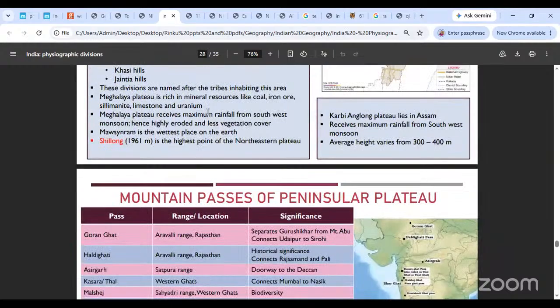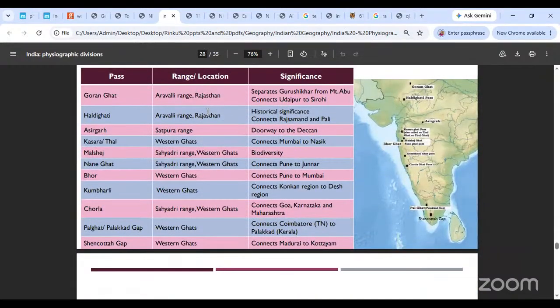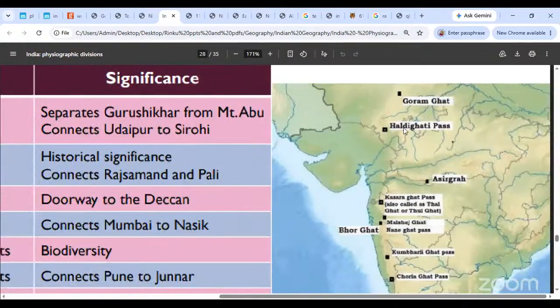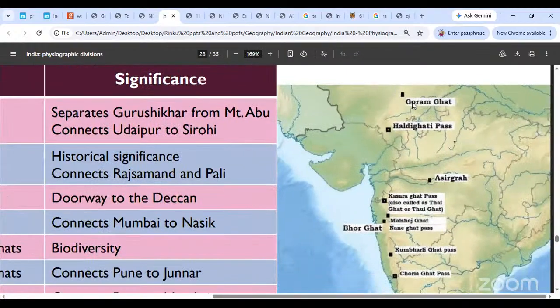All right, let's look at all the major gaps over here. I'll show you them in this first. Look here, this is the Goran Ghat. Here we have spelled it as Goran, but it is Goran Ghat. Now this lies in the Aravallis, and it will separate Guru Shikhar from Mount Abu. That is what it is famous for. It also connects Udaipur to Sirohi.